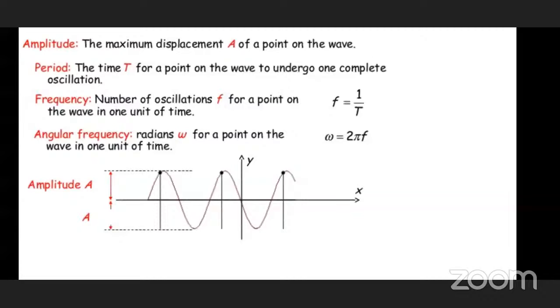Radians per a point on the wave in unit direction. So this can be represented as an equation. As per the equation, it is 2 pi f. Why are we writing 2 pi f?